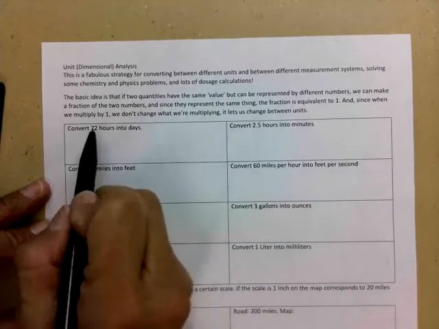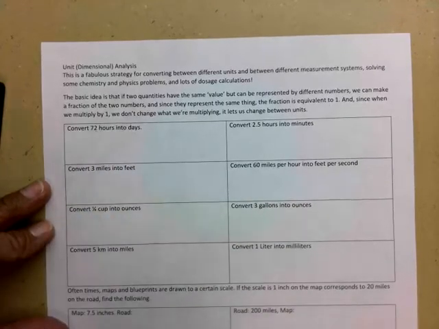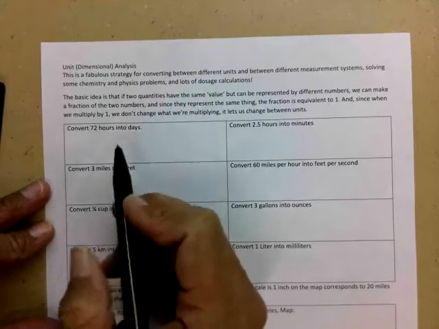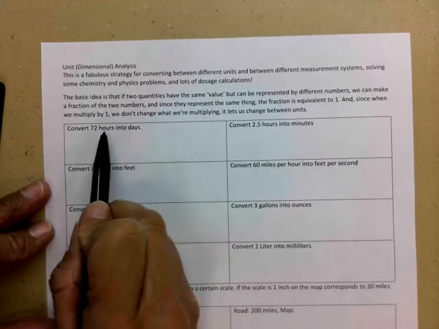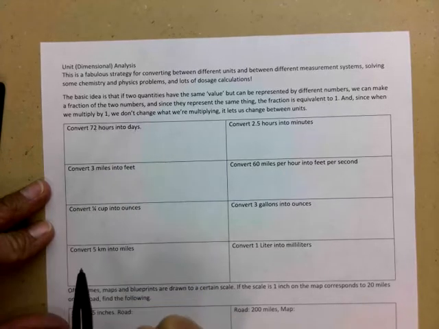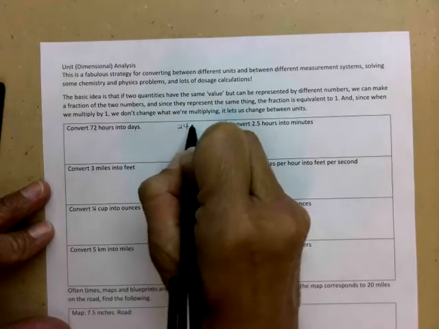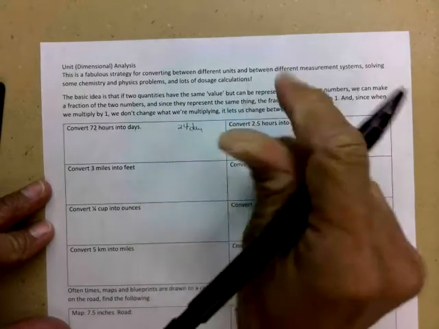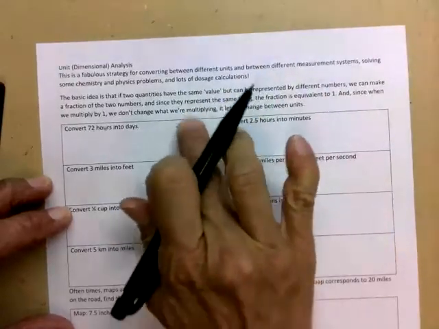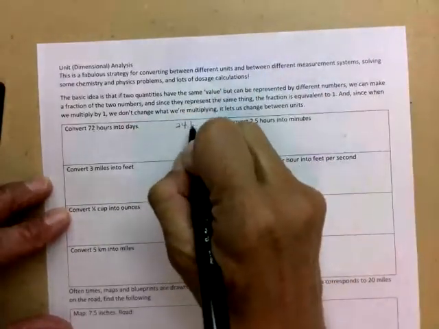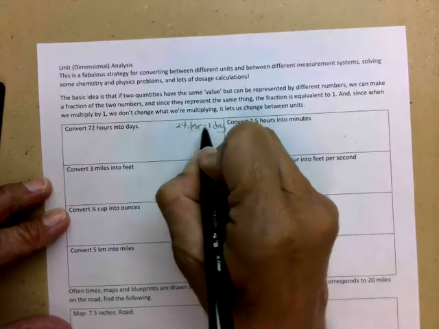Okay, so our first one here, we're going to convert 72 hours into days. So I need a conversion. I need to know how many hours are in one day. I need some kind of relationship between hours and days. Some of these we're just going to know, some of them I looked up. So 24 hours equals 1 day. Right? So those two are equivalent.